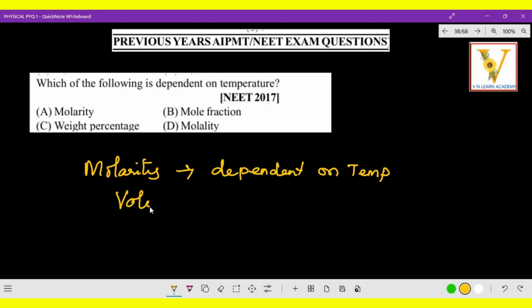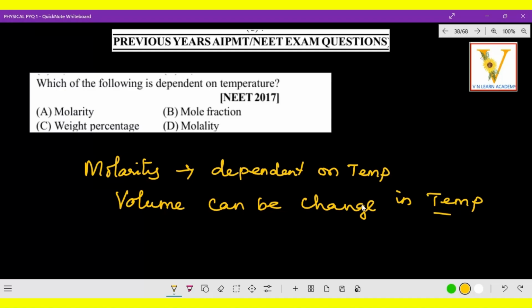So volume can be changed in temperature. Now, 1 cup of water you are keeping on the stove, boiling that water, automatically the water is evaporated. So volume can be changed due to temperature. Okay, so molarity is dependent on temperature. Hope you got the clarity.